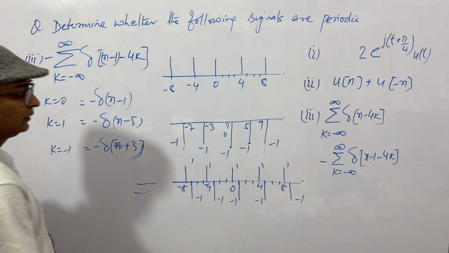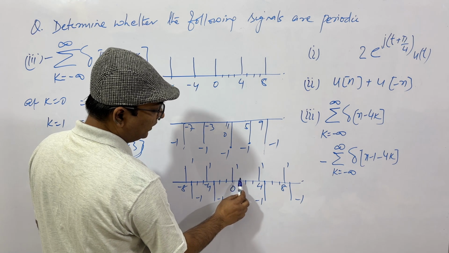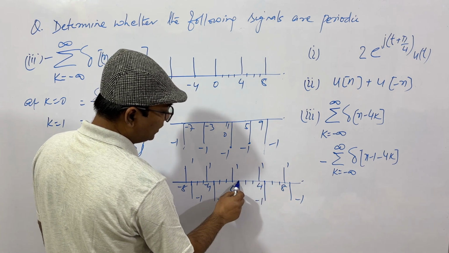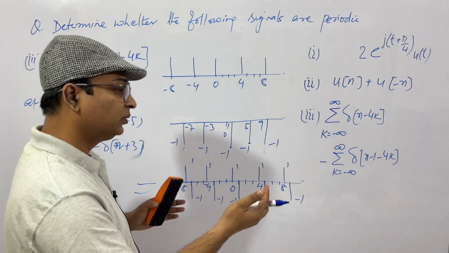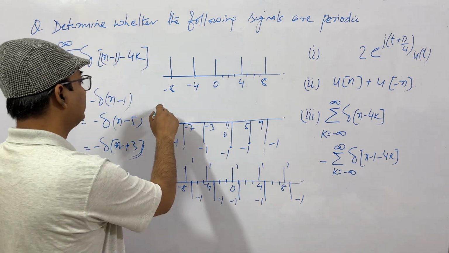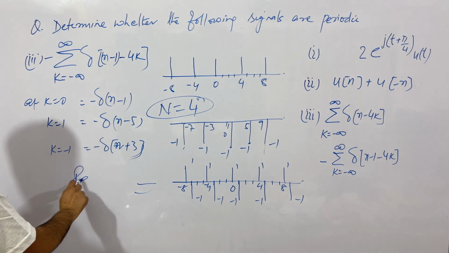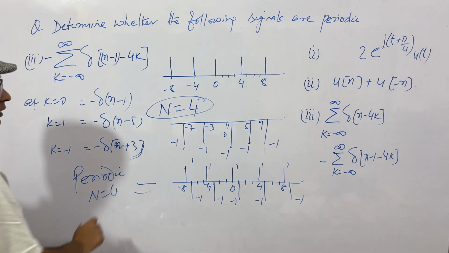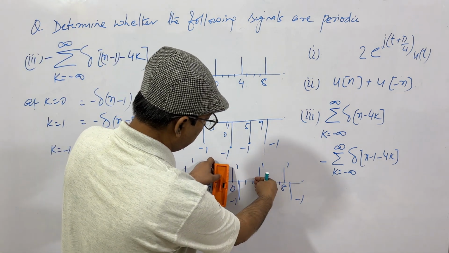Is it periodic? See, at 0 this is 1, at 1 it is minus 1. So 0, 1, 2, 3, again at 4, 1, minus 4. So what you have? 1, 2, 3, 4. So it is periodic. Every 1 to 4, 5 to 8. Now signals are periodic. They are repeating themselves. And the fundamental period is 4. So this signal is periodic with fundamental period n equal to 4. Clear? You can see this is repeating itself. Okay.